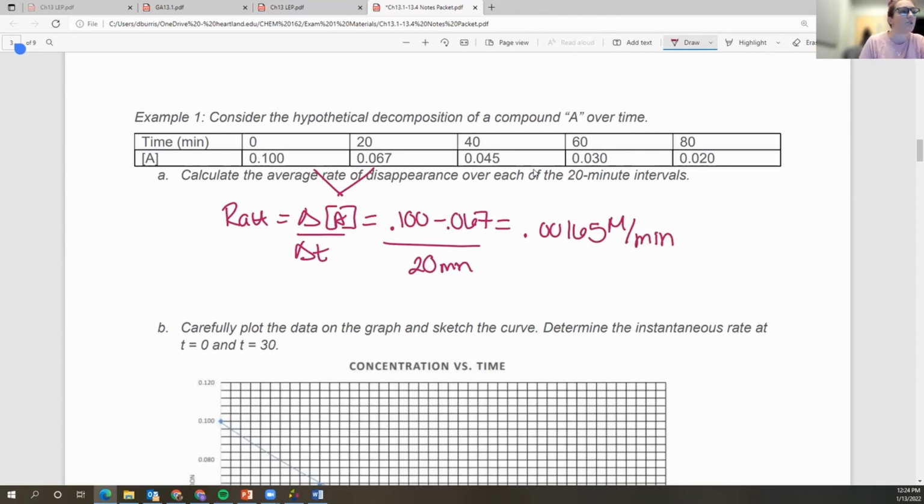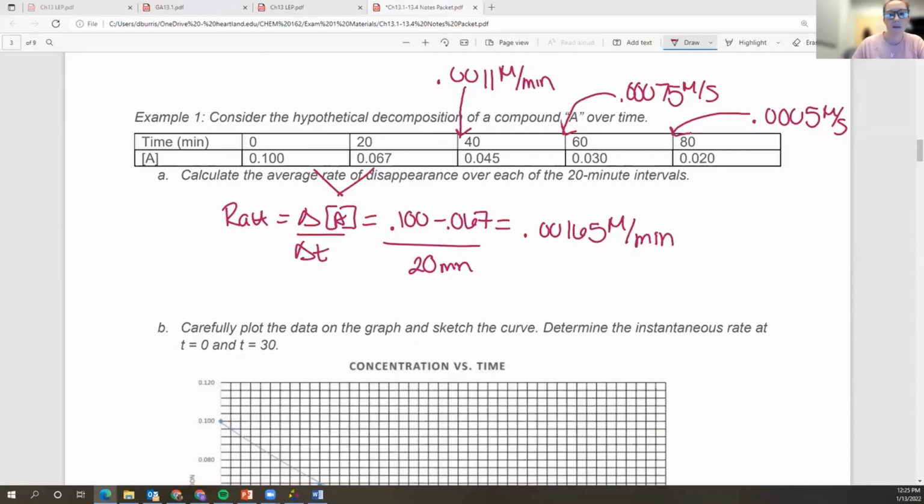Now you guys should try to calculate the 20 to 40, 40 to 60, and 60 to 80, and then check your answer. So pause it. Okay, this is what you should have gotten for your 20 to 40, 40 to 60, and 60 to 80. Now, as expected, the rate decreased over time because that reactant got used up.